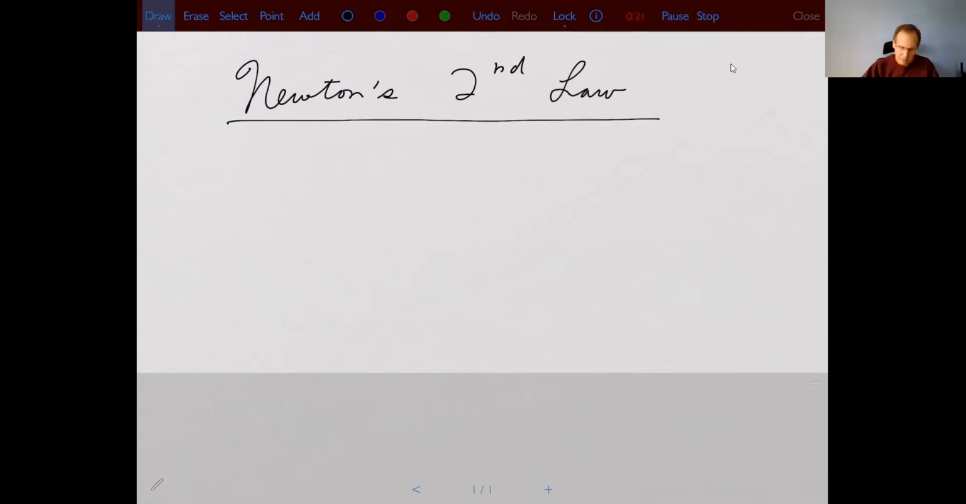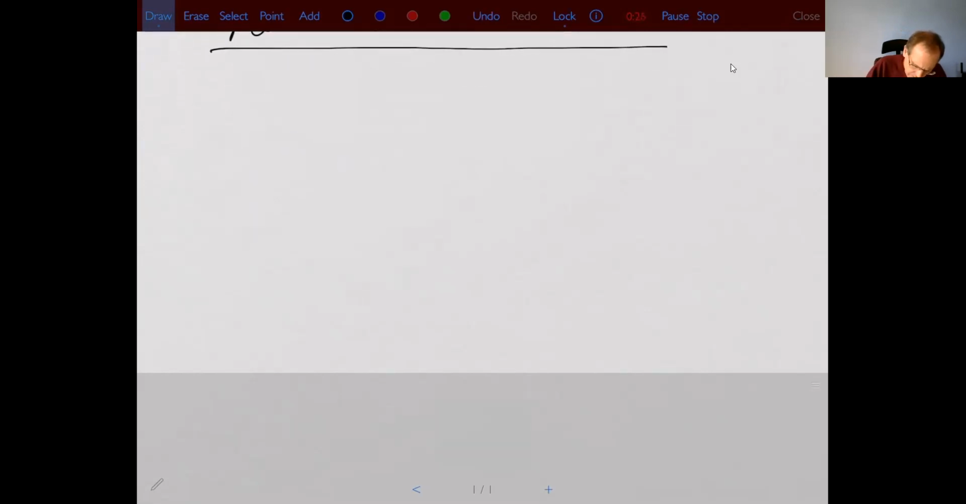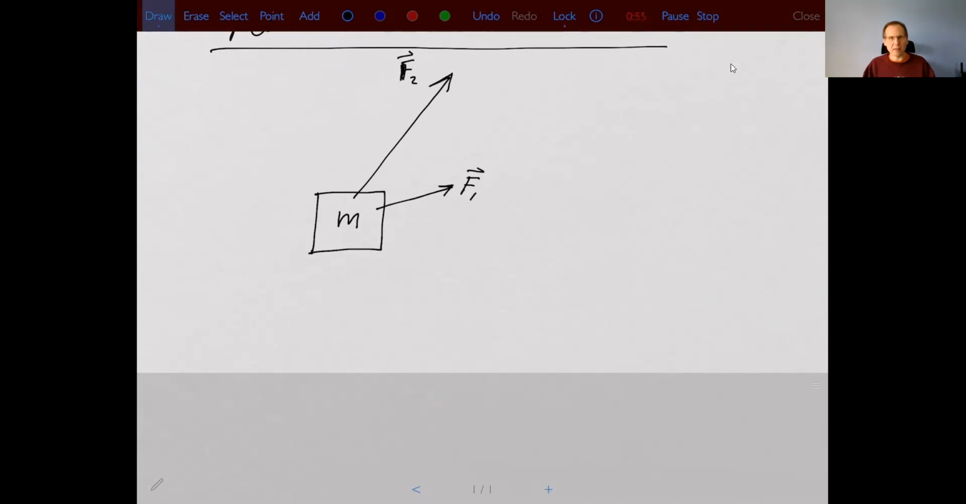So let's say we have some object, and it has a particular mass. I'll just draw it as a square here. It has a mass m. Let's say there's two forces acting on this object. I have a force pulling like this, I'll call this F1. And then a force pulling up like this, I'll call this F2. Those are the two forces acting on the object.